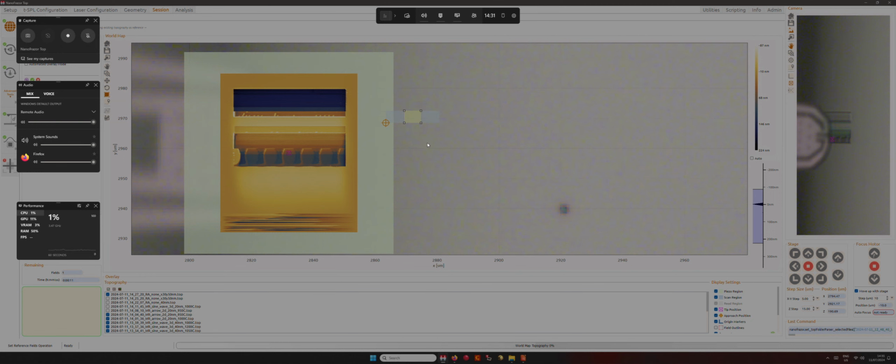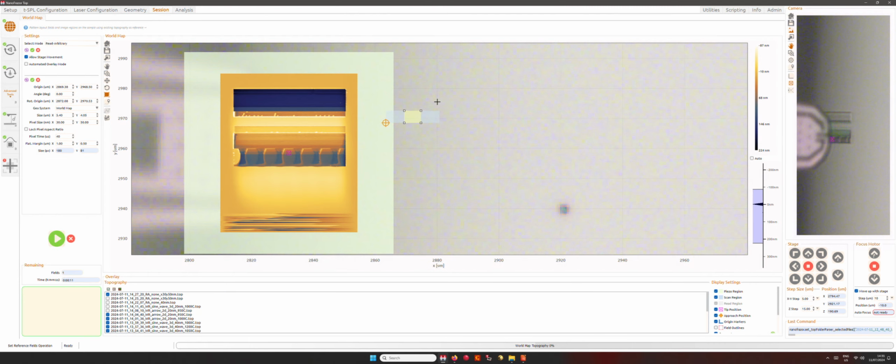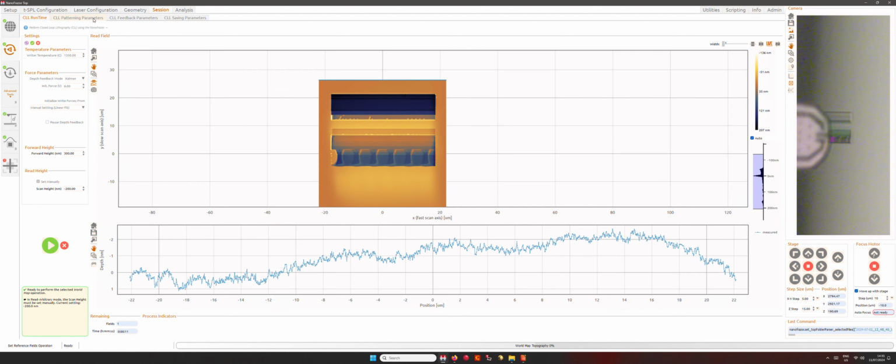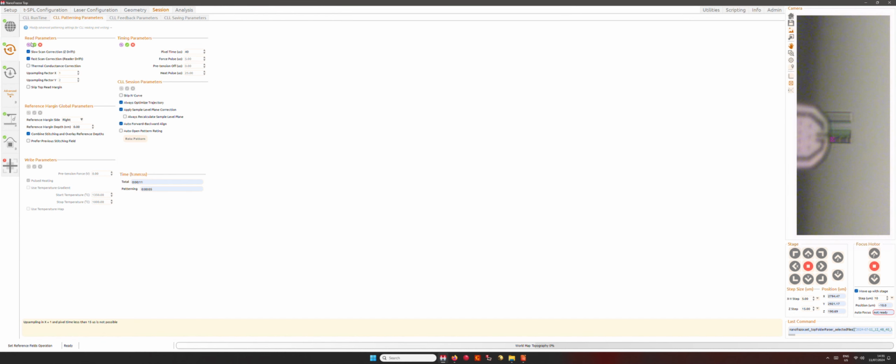Hello everyone, in this video we will see how the fast scan correction works. First of all, where do we find the fast scan correction? We find it here in the read parameters. It's also called reader drift.